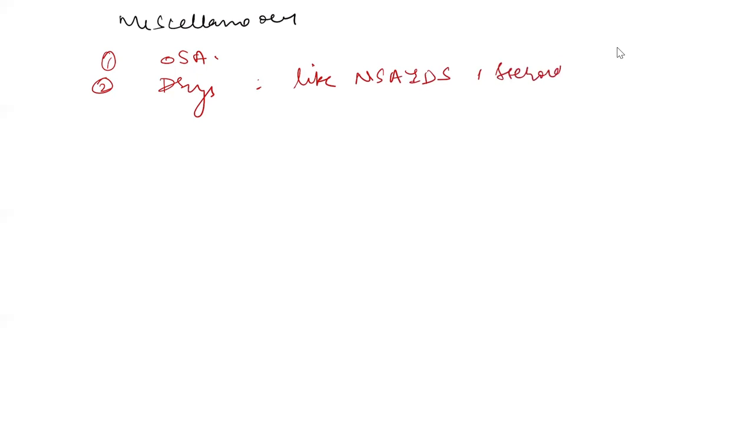Then we have miscellaneous causes, in which the first one is OSA, obstructive sleep apnea. Second is drugs like NSAIDs, steroids, OCPs. Third, we have coarctation of aorta, in which there is hypertension in the upper limbs while BP is normal in the lower limbs. Fourth one is polycythemia vera.